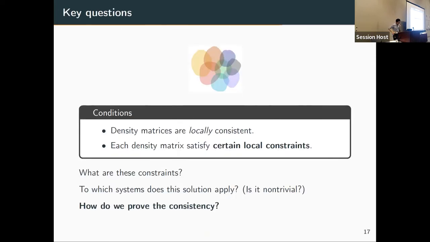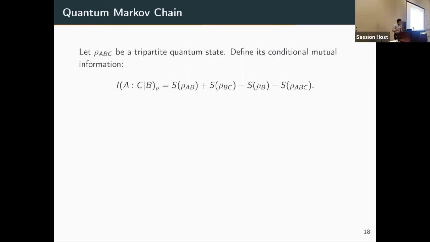Okay, so the last one. How do we actually prove the consistency? In a way, this is trying to address what is the secret sauce behind this work. The key concept behind this is what is known as the quantum Markov chain. This is a concept that appears in quantum information theory quite frequently, a very important one. And the definition is the following.